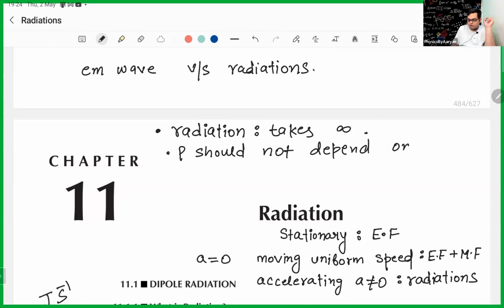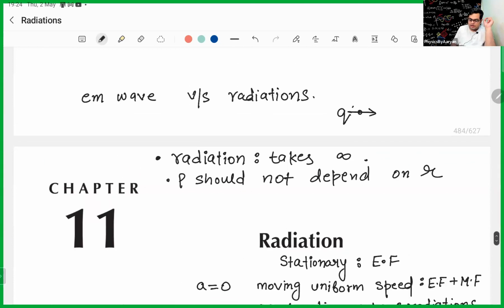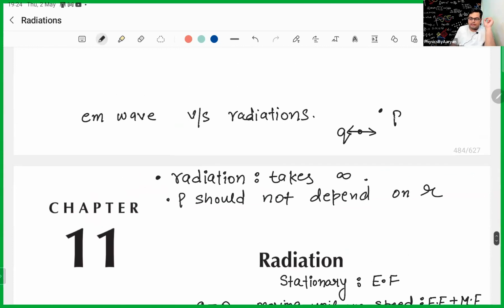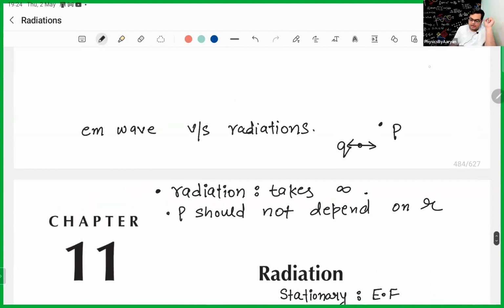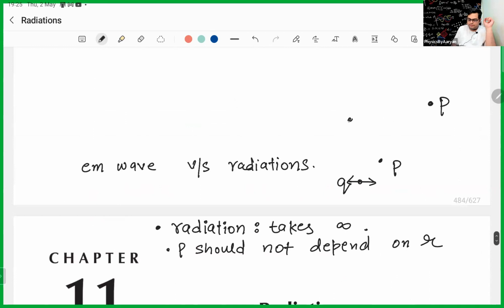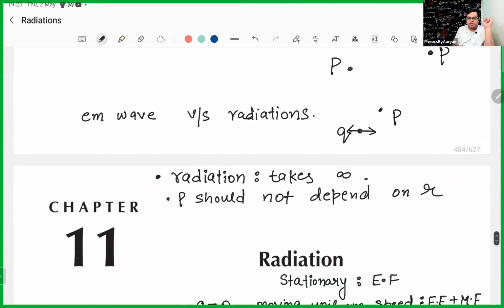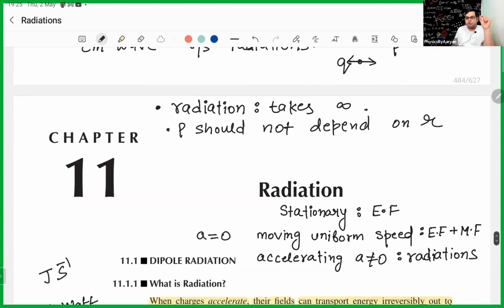on R. So if this is a charge and it is oscillating, let's say, and if I'm here, then also I will say that my charge has a power P. And if I'm here, still I will say my charge has a power P. If I'm here, I will still say that my charge has a power P. And if you want that your power should not depend upon R, then your electric field and magnetic field should depend upon 1 by R.